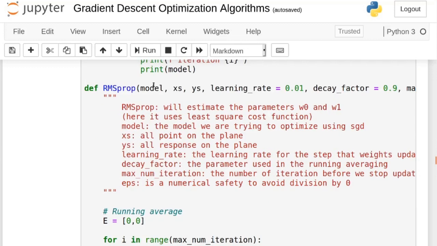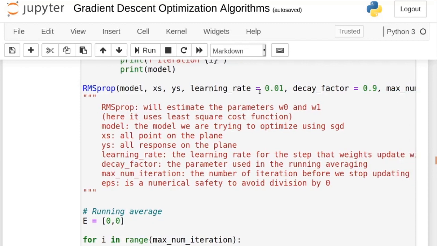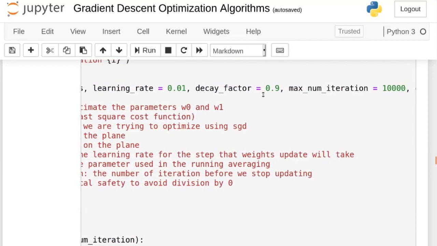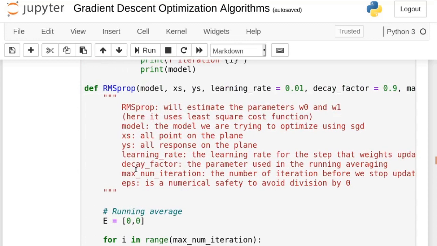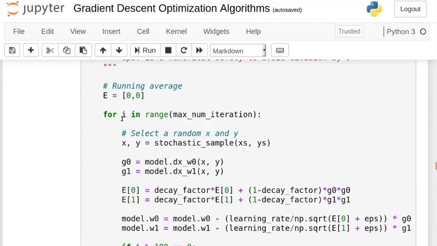So we have the model, which is a line model. We have xs and ys, which are the data. We have the learning rate, which is set to that, the decay factor at 0.9, and max number of iterations, and finally the epsilon over here for numerical stability. You can read that if you want. I'm going to run into the code, and then we're going to take a look at the test.